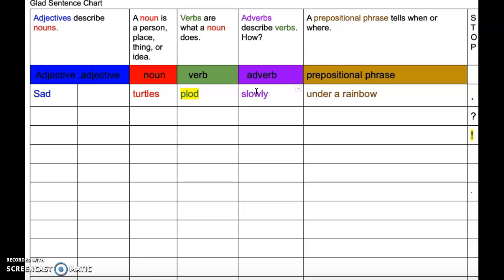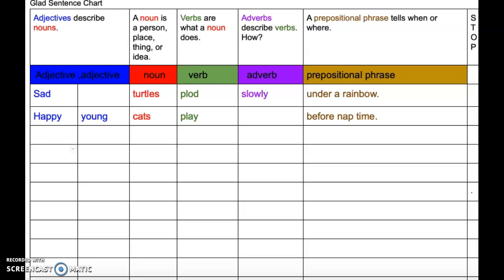Now I have a sentence that is very descriptive. Sad turtles plod slowly under a rainbow. Do you see how I did that? How I changed a word and I changed its function in the sentence to make it more descriptive. Okay, boys and girls, so let's try another one. Happy young cats play before nap time.